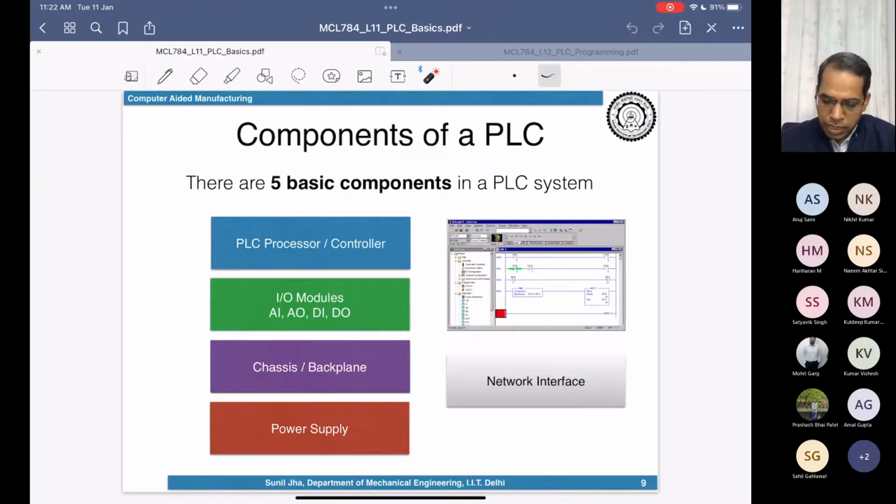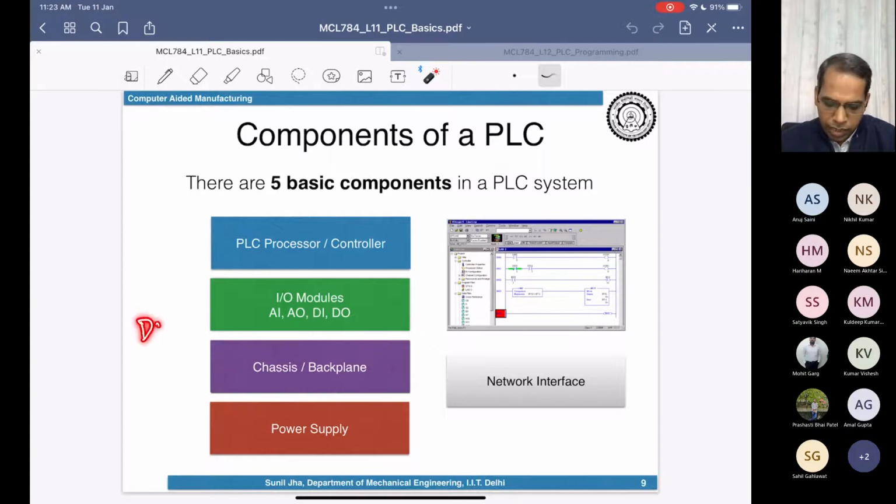Then to this processor and controller, we have these IO modules. That is very important to understand. And these IO modules, as I was explaining, input output modules. So on one side you have input module, other side output modules. And there we have further classification to understand what type of input is coming and what type of output we are going to generate. So we call them AI and AO, that is analog input and analog output. So this is the analog input and output.